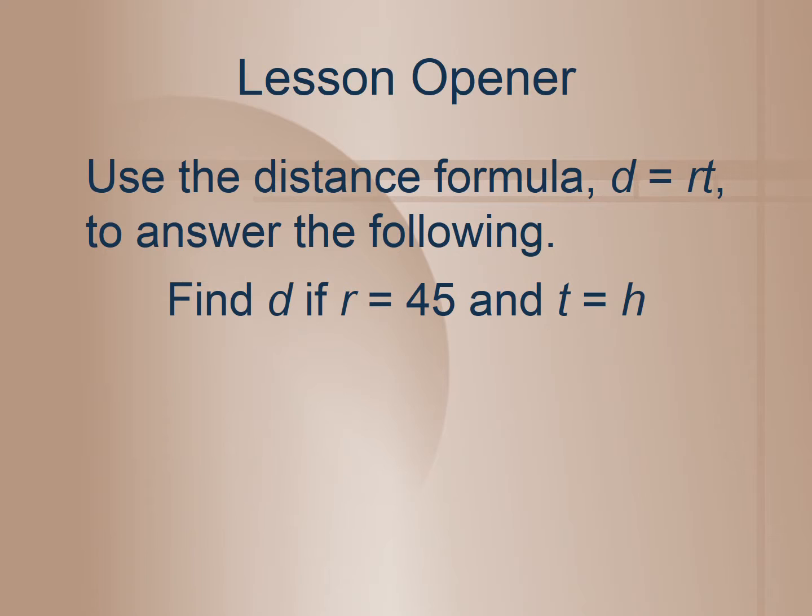Now another one, we have find distance if our rate is 45 and our t is equal to h. So for this one, we don't have numbers to multiply together. All we have is d equals 45 times h. So we can't really multiply 45 times h, so we end up with 45h.